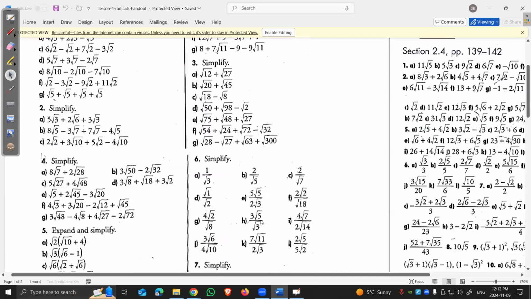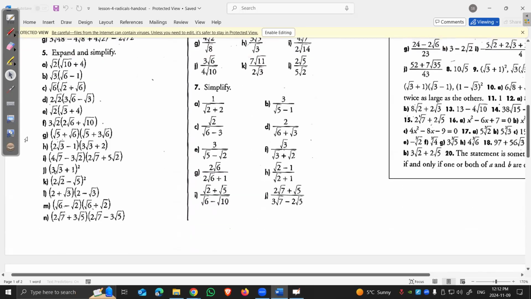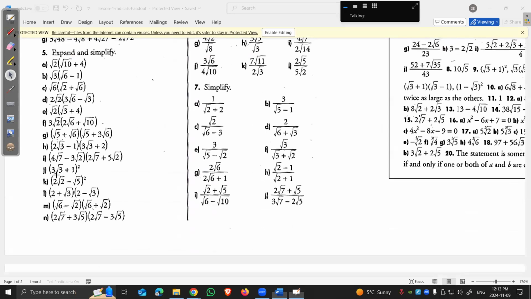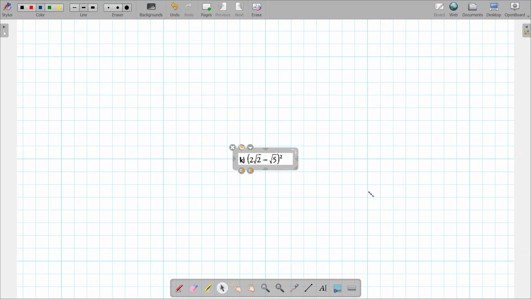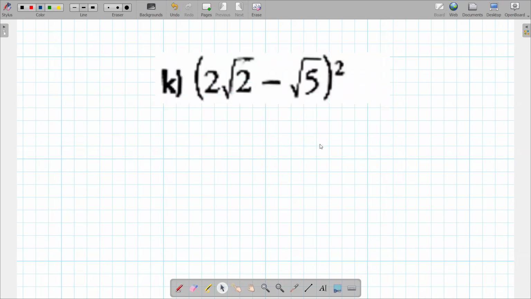Does it get more difficult than that? No, it does not. Let's do one more. Let's do one or two more. So this one just says expand and simplify. So we have a squared. So you know what that squared means. It means you have two different brackets with the same interiors times 2 root 2 minus root 5. How do we expand this expression?